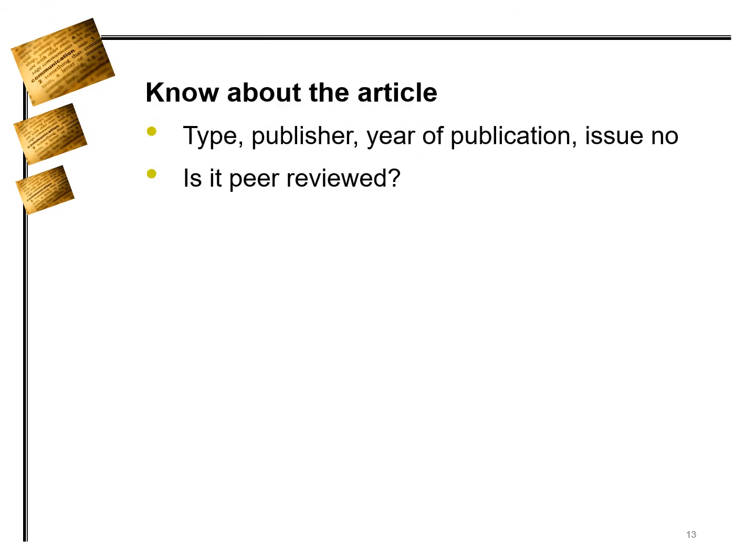Okay, let us first know about the article. The type of article, and who is the publisher, what about the year of publication and the issue number, and then whether the paper is peer-reviewed or not. Now, this would be the general information about the paper.